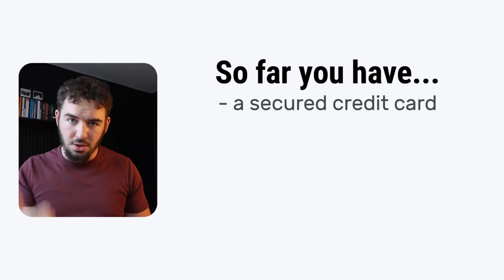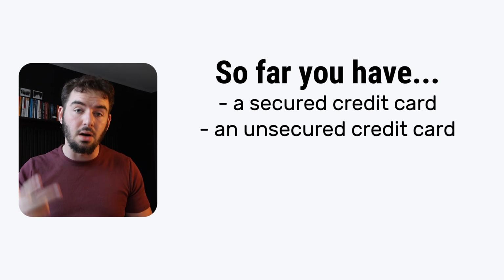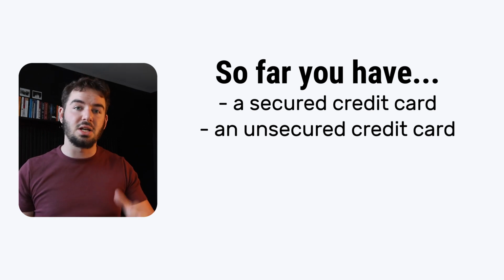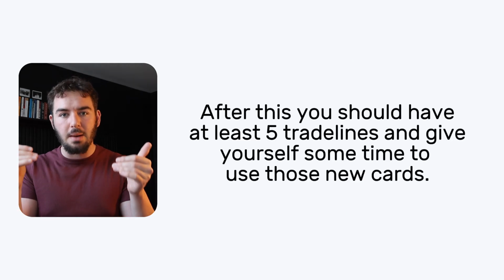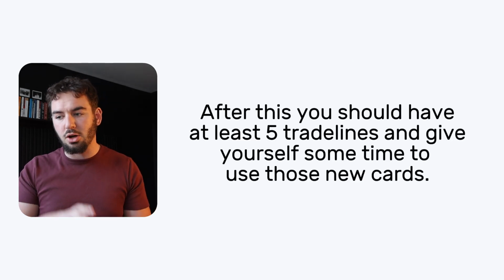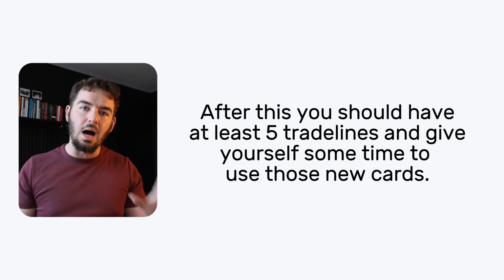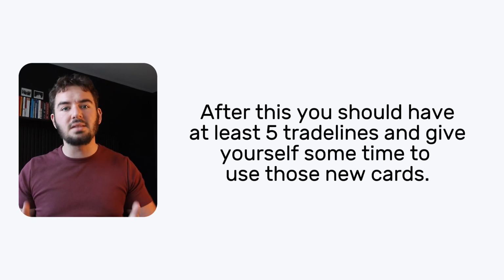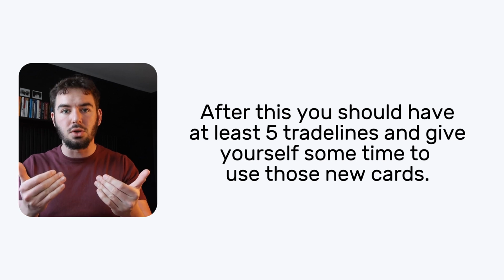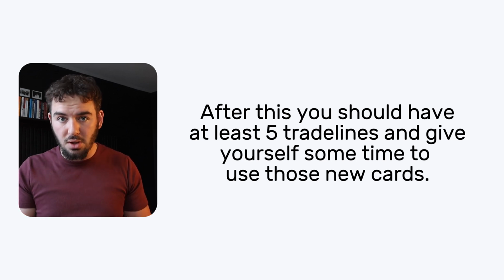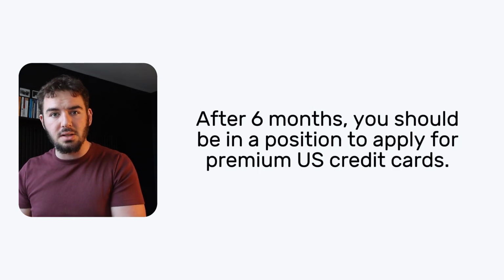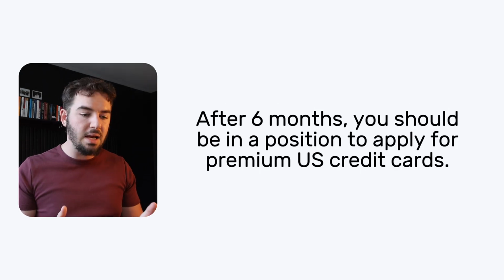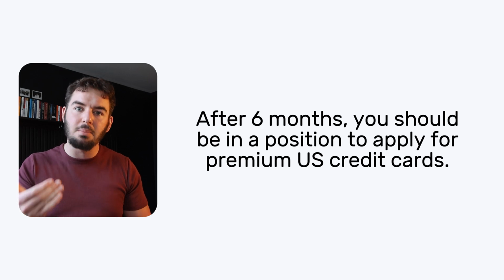So far you've got a secured credit card, you've got an unsecured credit card, and you've got a few other trade lines such as the rent reporting as well as the authorized user. At this point, you want to aim for 5 trade lines. So that could be 3 credit cards and maybe 2 other types of trade lines. And through that, you want to allow it some time to use those cards, right? So you want to use those US cards and actually build payment history with those cards. At that point, 6 months into that process, then you can go and apply to those premium US credit cards.